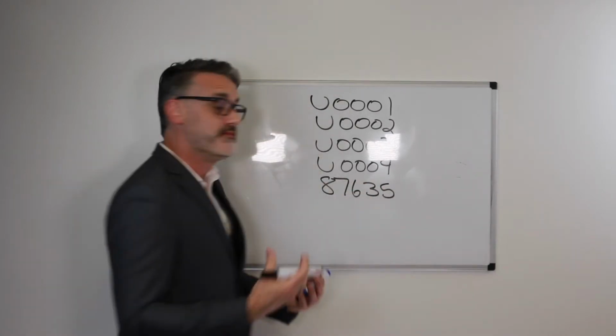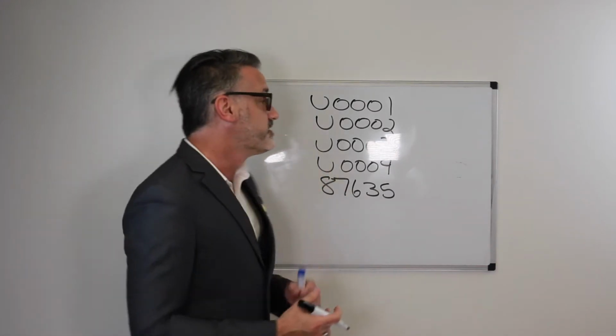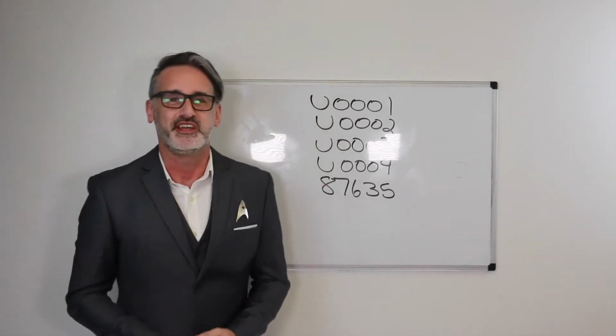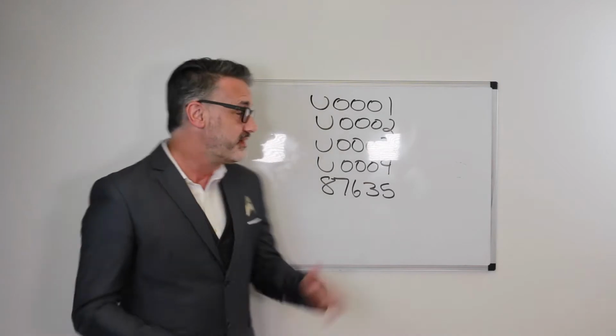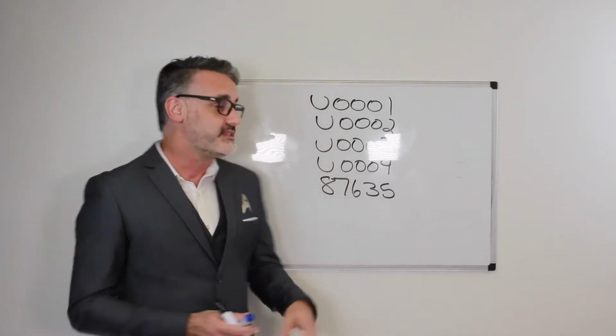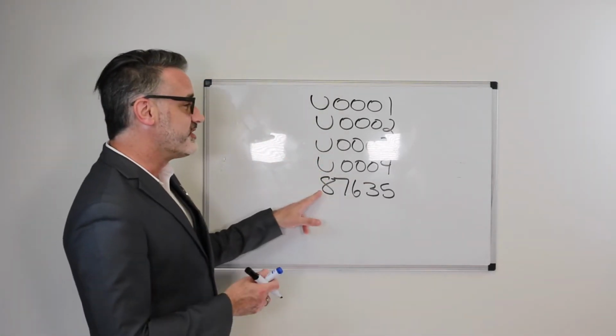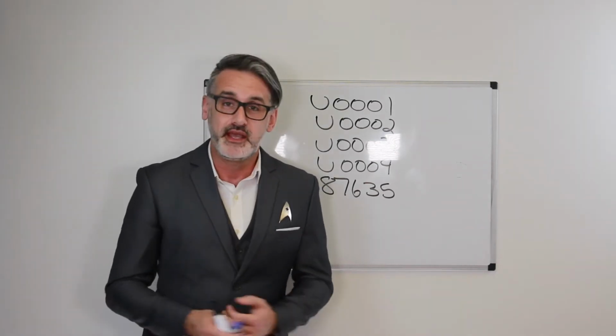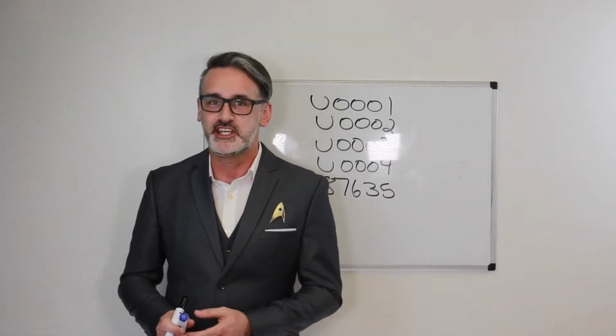87635. And remembering that the codes that begin with the U, so the U0001, 2, 3, and 4, are found in your HIPAA manual because they begin with the letter U, and then the CPT code 87635 can be found in your CPT manual because it is a 5-number CPT code.